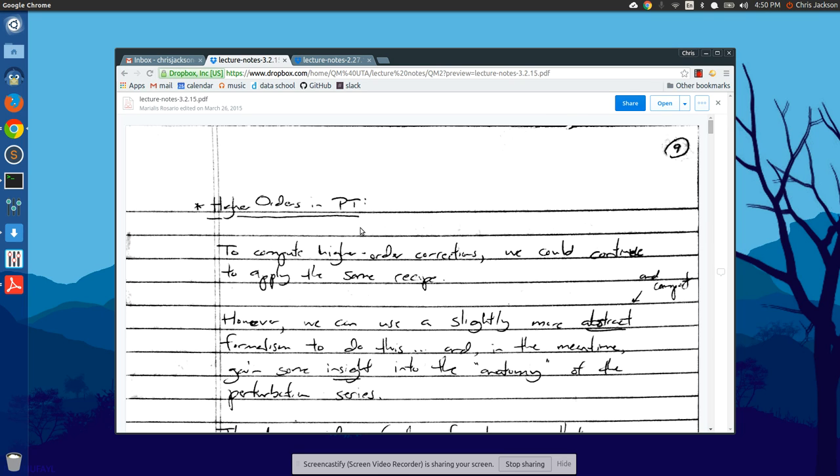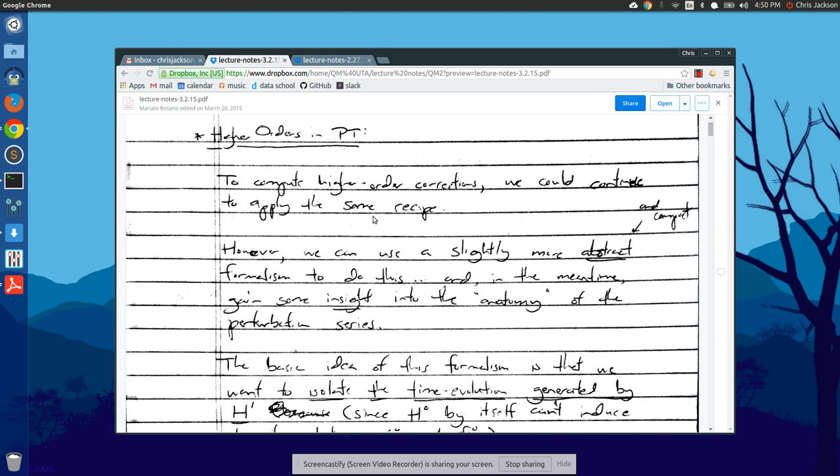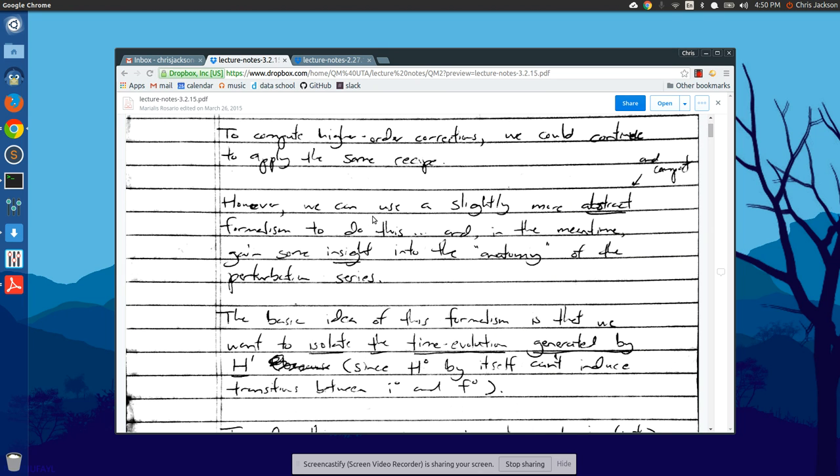Okay, so like I said, the traditional way of doing time-dependent perturbation theory we covered last time, and if we wanted to, we could just keep applying this same recipe. But what we want to do today is look for a more abstract and really a more compact formalism. What it'll do is give us some insight into what I call the anatomy of the perturbation series. But really, it's going to set up a nice formalism for us to use with scattering theory, which is going to be our next big topic.